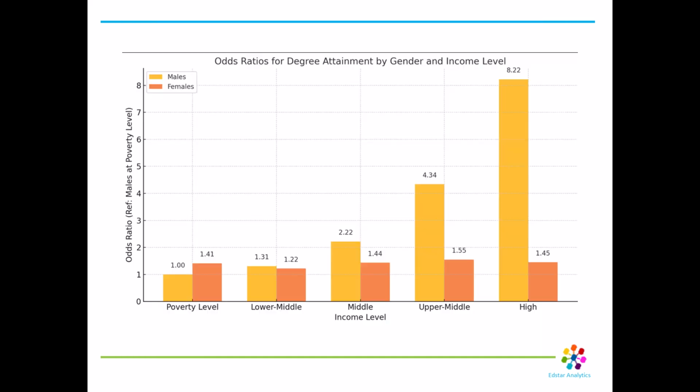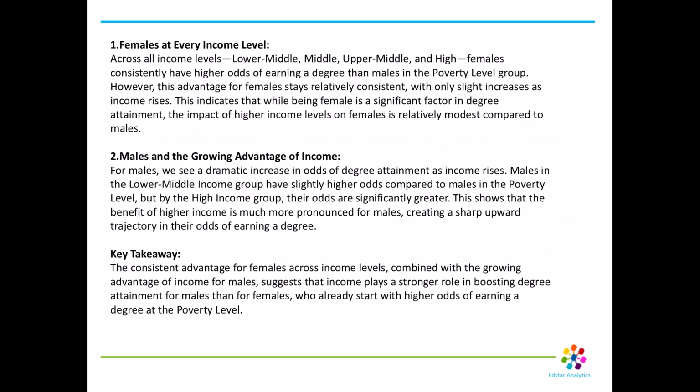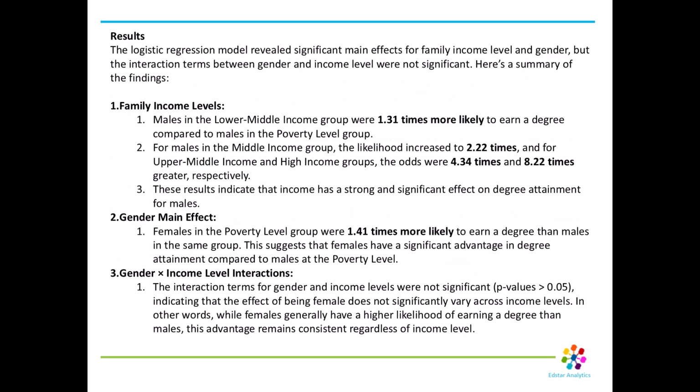It can really help in interpreting to graph the odds ratios, and you're graphing them against your reference points, your reference categories. And you can see from this that for males, income has a substantial and progressively greater effect on degree attainment, as shown by the odds ratios for the different income levels, whereas for females, the gender main effect, 1.41, reflects that females start with a significant advantage at the poverty level, and that advantage remains largely unchanged at the higher income levels. You can pause this and read how to interpret these results.